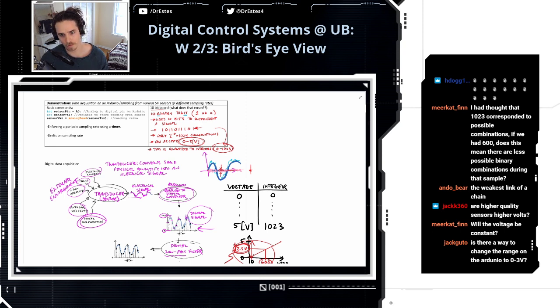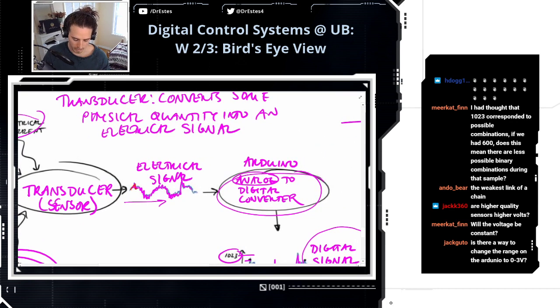Will the voltage be constant? The voltage supplied to the sensor is constant, but the voltage that comes off of the sensor changes depending on how it reacts to the external environment. Like, it wouldn't make sense for the accelerometer to constantly output 3 volts. The electrical signal should change with the physical quantity.